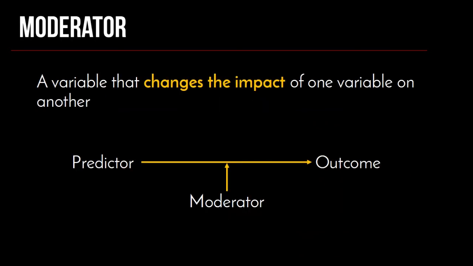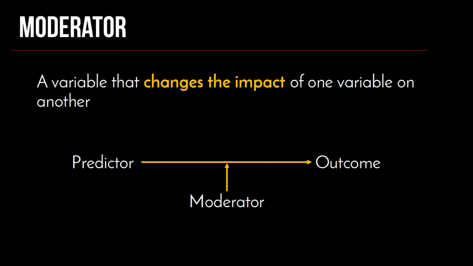And a lot of work has been done in mediation and moderation to try to understand when we could say something is causal and when we say something is not causal. So I'm going to explain two concepts. The first concept is a moderator. So a moderator is a variable that changes the impact of one variable on another.